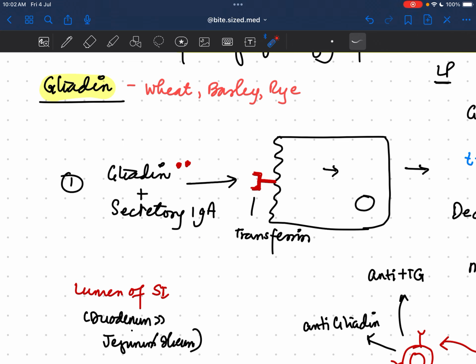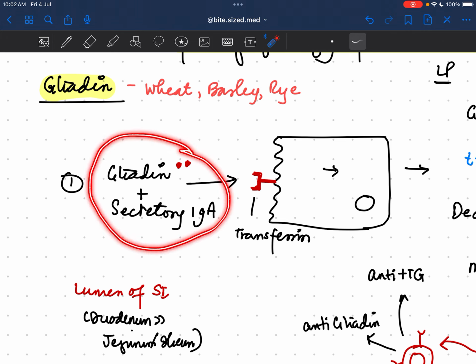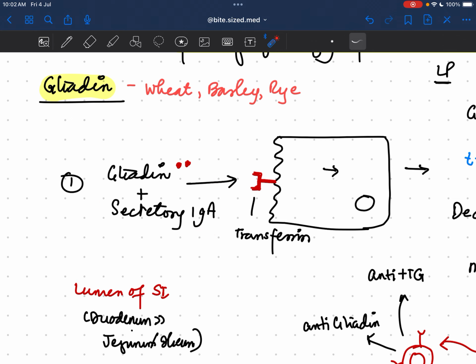So this gliadin, when it reaches the, let's say, the duodenal lumen, the gliadin combines with secretory IgA secreted by the enterocytes, the luminal enterocytes in the duodenum or in the small intestine. Normally, this gliadin secretory IgA complex in a normally gluten tolerant person should be destroyed and excreted in the stool. However, what happens in celiac disease is this complex gets absorbed into the lamina propria. And how does this happen? It is because of this protein known as transferrin protein.